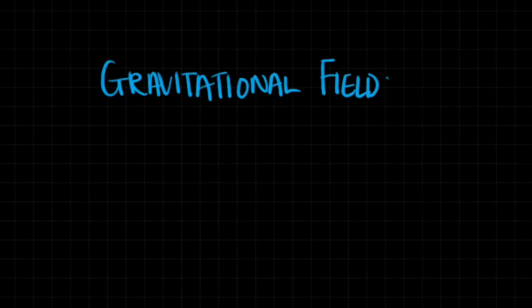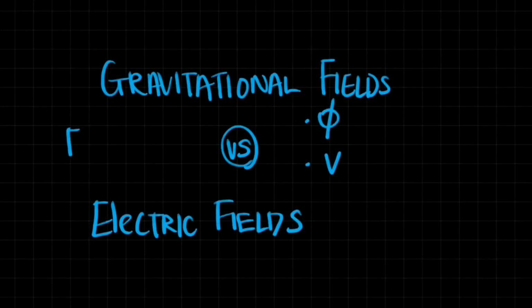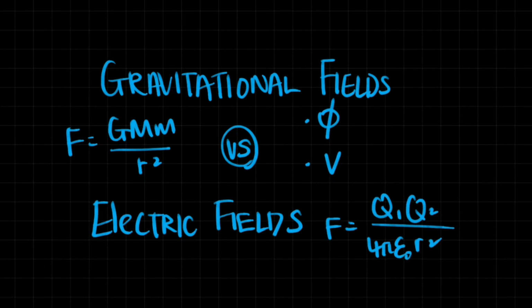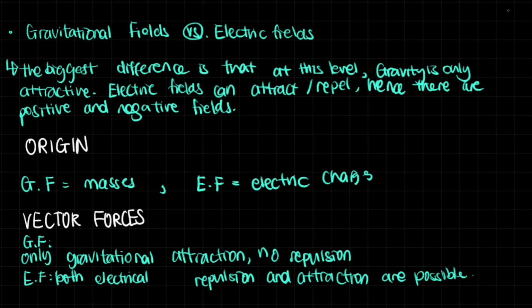In this video, we're going to compare gravitational fields with electric fields. Before we begin with anything else, I want to talk about how the biggest difference between gravitational fields and electric fields is that at this level, gravity is only attractive. Electric fields can attract or repel because there are positive charges and negative charges.